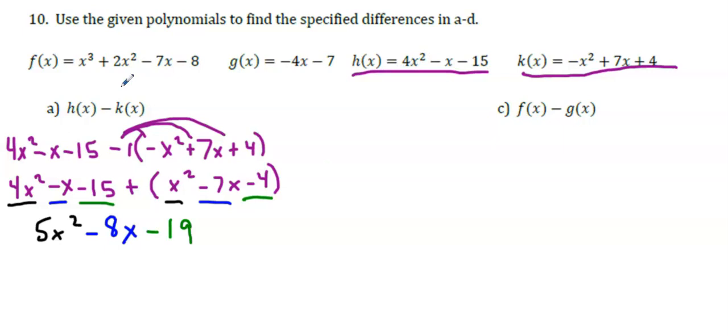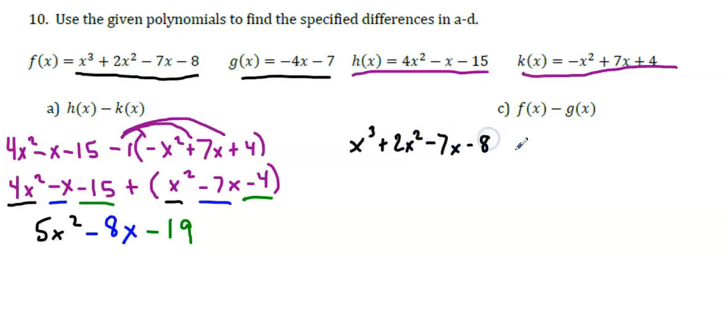Now let's subtract. We'll do f of x minus g of x. So to get started, I'm going to list this as x to the third plus 2x squared minus 7x minus 8, minus negative 4x minus 7. I'm going to rewrite this as an addition problem.